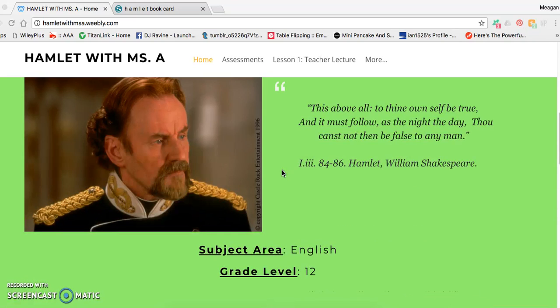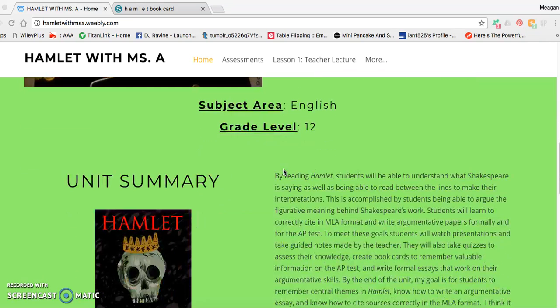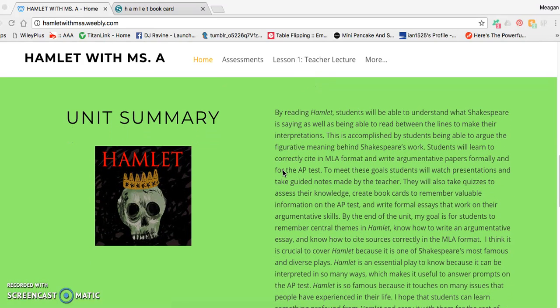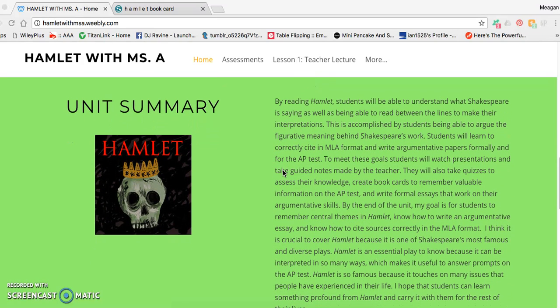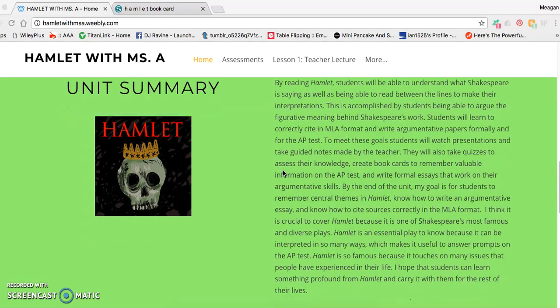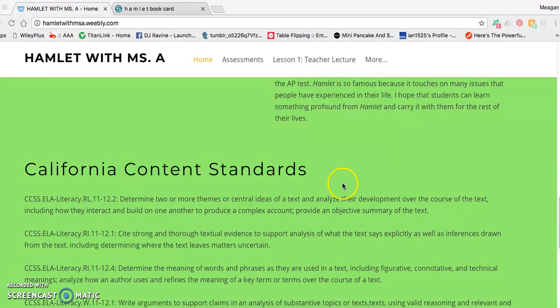So, scrolling down the home page, you see that this is for the subject area English, and I teach grade 12. This unit summary basically says what I want students to learn, what skills they're going to take away from this class, and what lessons I hope they're also going to take away from this class. I will cover all of what is going on in the unit summary in this screencast, so don't worry about it. So here are the California content standards.